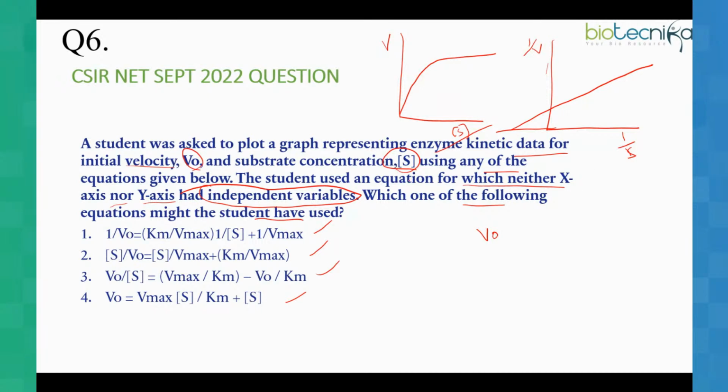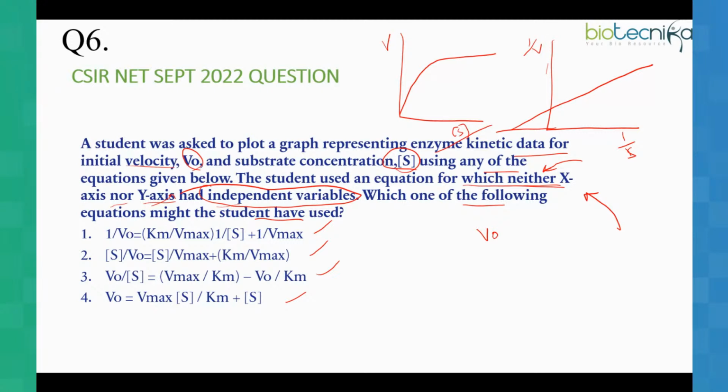So he used an equation for which neither the x-axis nor the y-axis had an independent variable. That means both had dependent variables. When such confusing statements are given, you should read them in your own way. Neither x nor y had independent values, which means they should have dependent values, and dependent values in both the x and y axes are possible only when the velocity term is there in both of them.